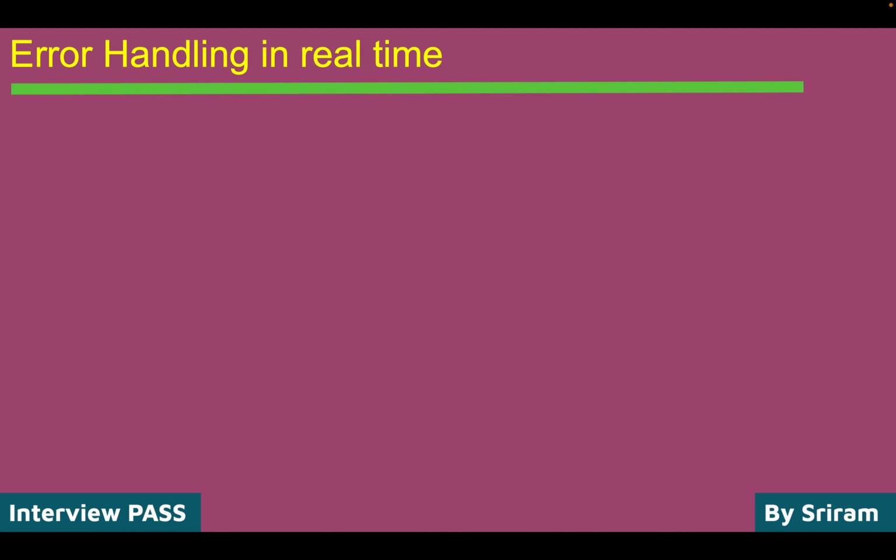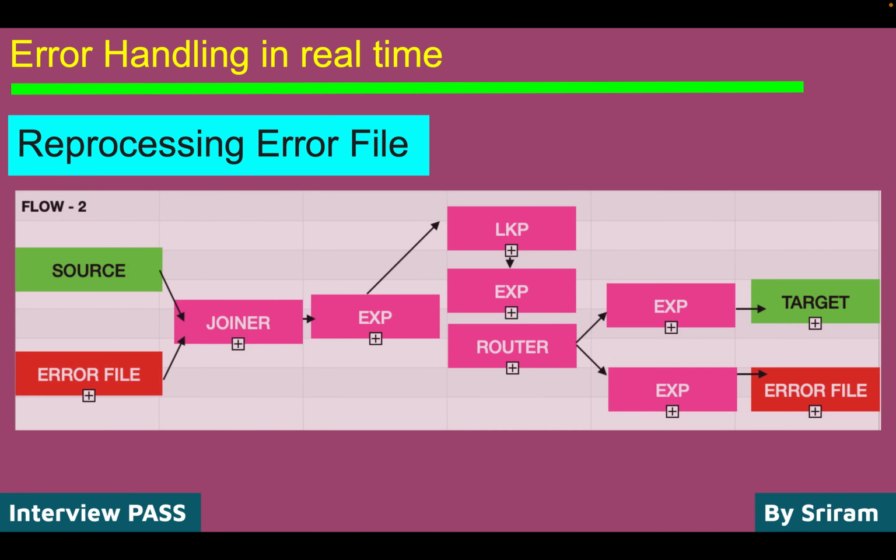Let me explain the second flow here: reprocessing the error file. We have created the error file earlier, right? So that error file I'm using as a source here. I will extract the data from the source and the error file, both into a joiner. If you see the error file, I will get the trade ID from here and compare it with the same trade ID in the source. If the trade ID is coming as a new one, then very good.